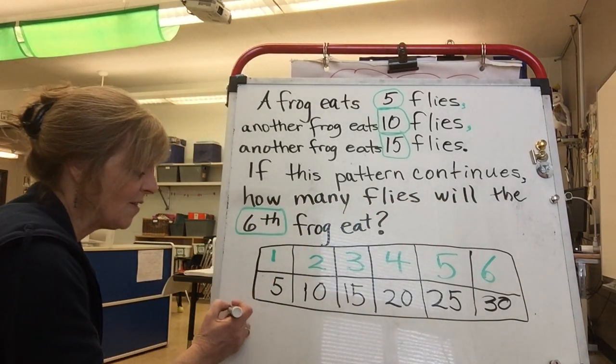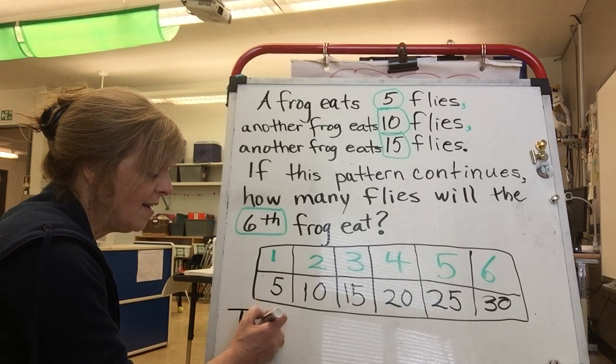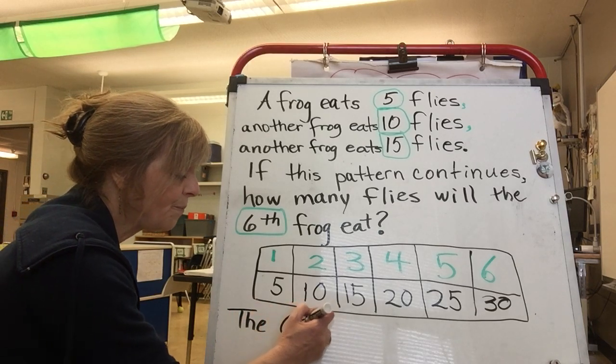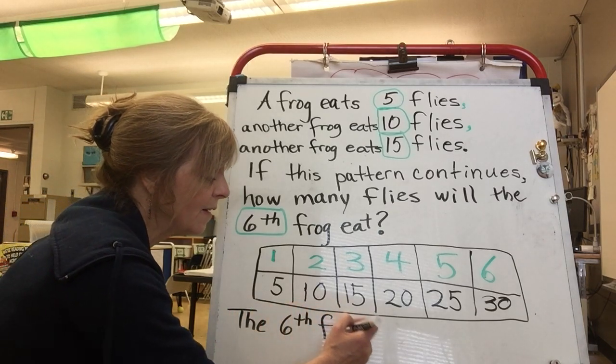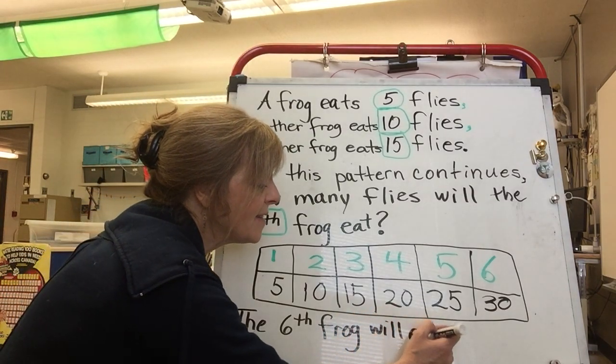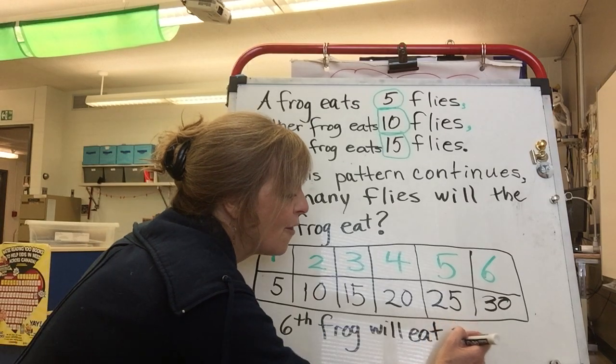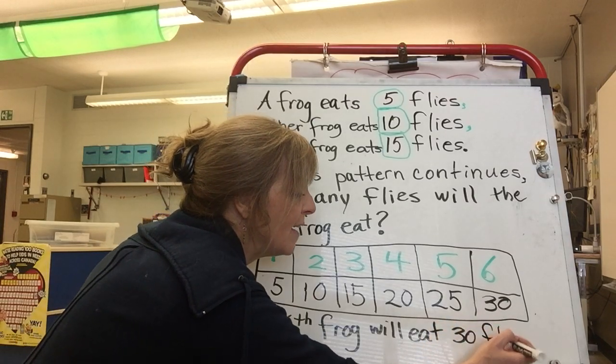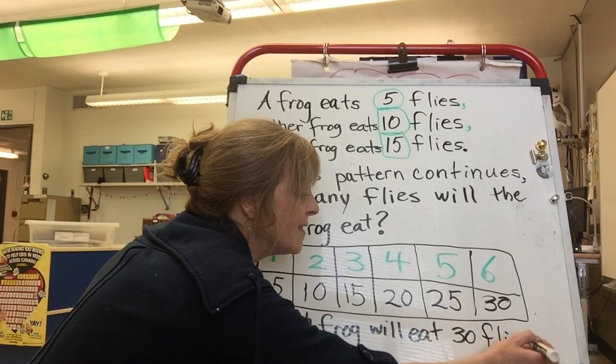So let's answer that question. The 6th frog will eat 30 flies.